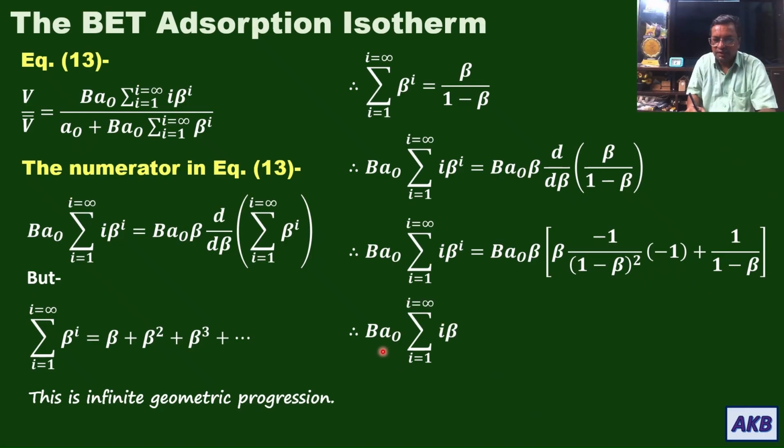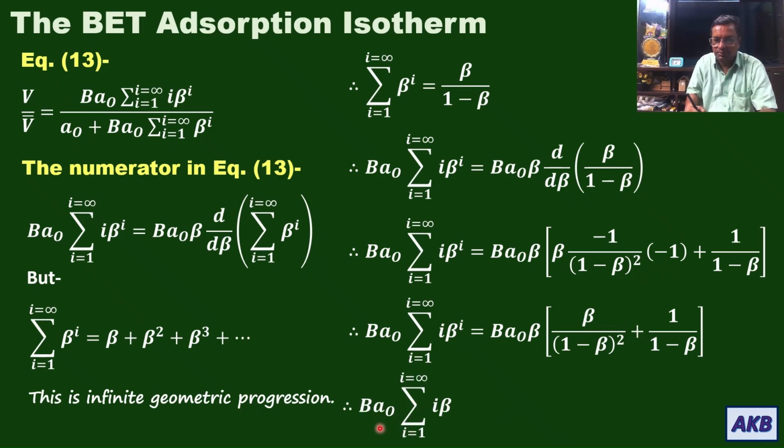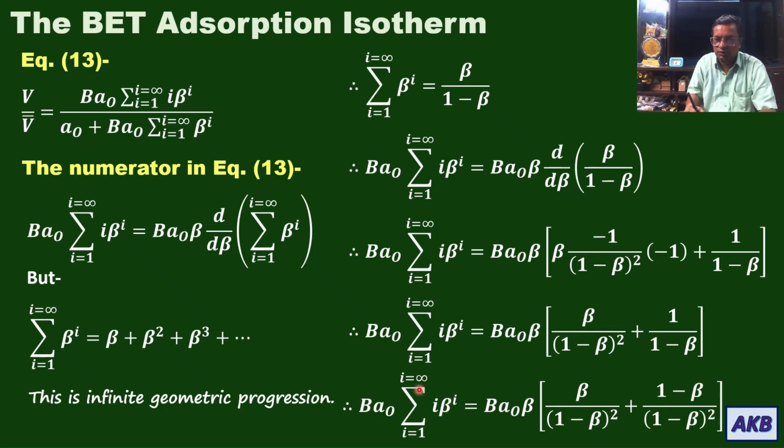That is b into a naught into summation of i beta raised to i, where i goes from 1 to infinity, equal to b into a naught into beta into, and this becomes beta upon 1 minus beta square plus 1 upon 1 minus beta. Then I will make the denominator the same for both the terms. So it will be b into a naught into summation of i beta raised to i, where i goes from 1 to infinity, equal to b into a naught into beta into beta upon 1 minus beta square plus 1 minus beta upon 1 minus beta square.